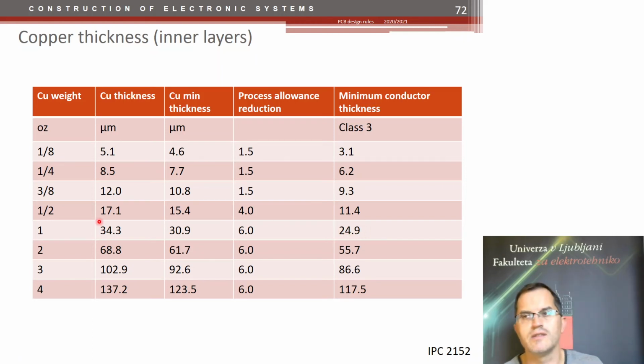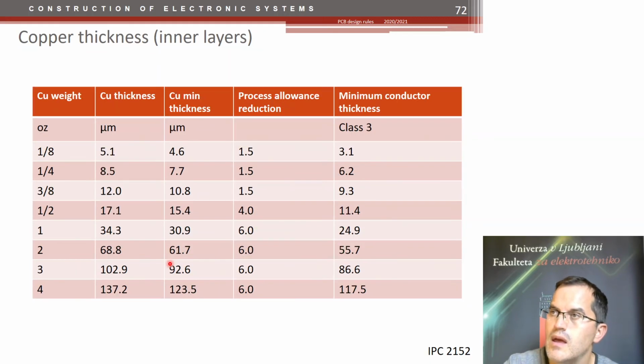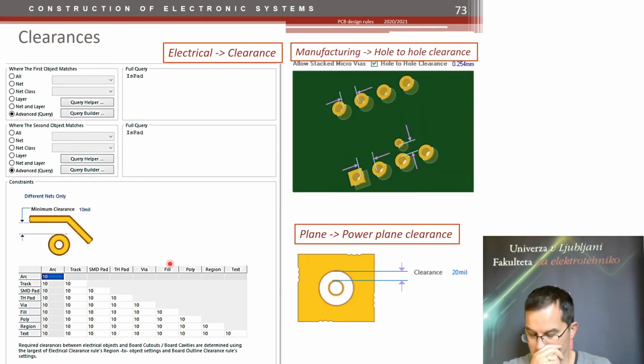This is just to tell you that copper thickness is not a fixed value. It can be very different from case to case, from manufacturer to manufacturer, and according to the class of the device you're working on. And clearances. Let's talk a little bit about clearances.